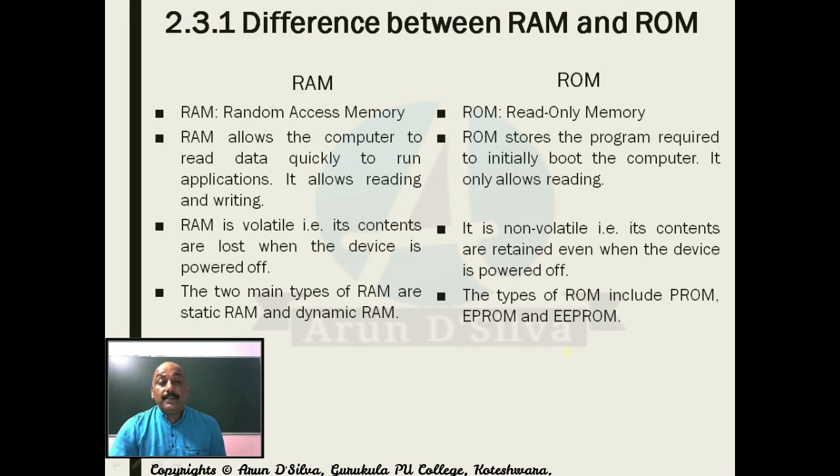The last difference is the different types. For RAM, we have static RAM and dynamic RAM. Whereas for ROM, we have PROM, EPROM, and then EEPROM. So this is what you can present as a difference between RAM and ROM.